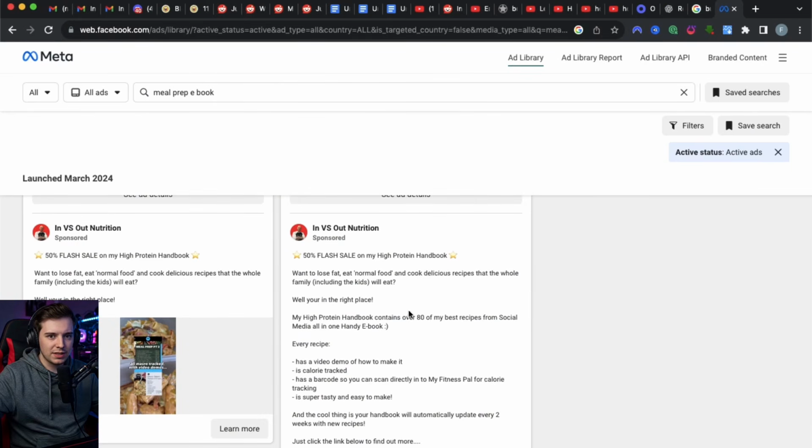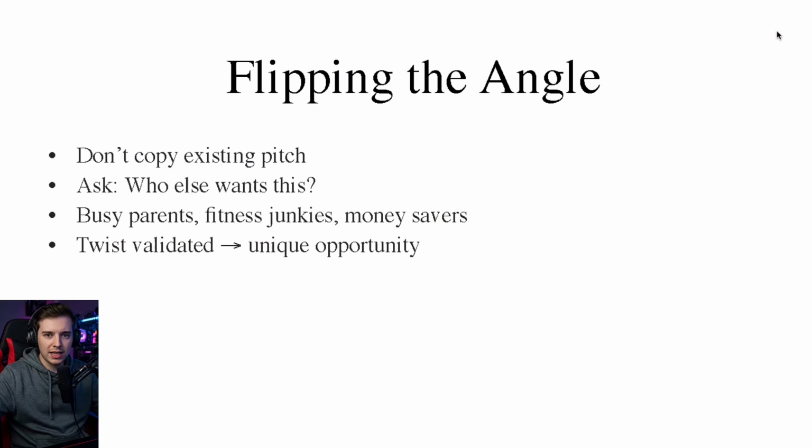But instead of copying that same fat loss angle, I ask myself, what other angle is hidden here? Who else would want a meal prep guide but for a completely different reason? Maybe busy parents. Maybe fitness junkies. Maybe people trying to save money on groceries. That's the fun part. You take a saturated product and flip it with an unsaturated angle.